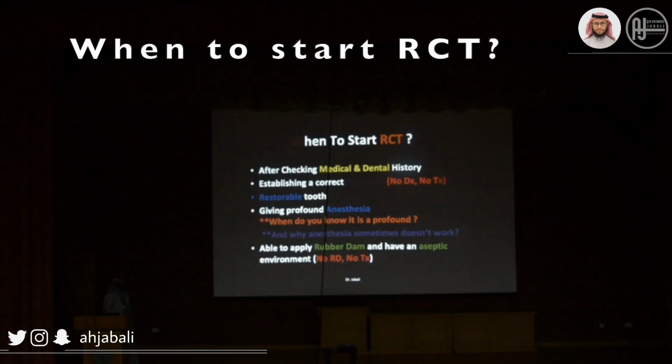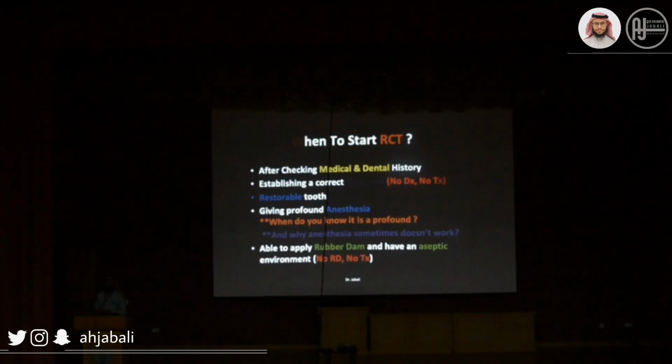Rubber dam. Are you able to place a rubber dam on the tooth that you are going to treat or not? If you are not able, then don't start the treatment. Unless you are going to do emergency treatment, if you are doing emergency treatment and you cannot place the rubber dam, you might just do the emergency treatment.